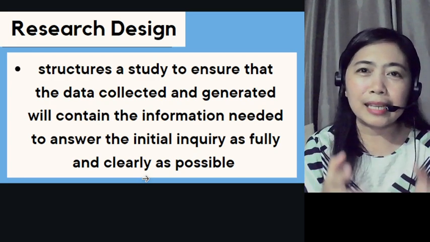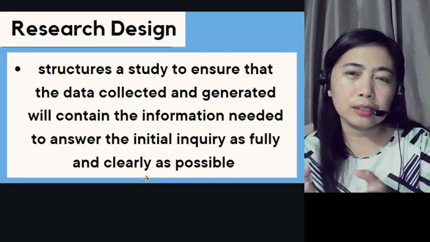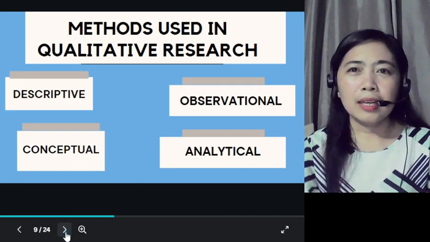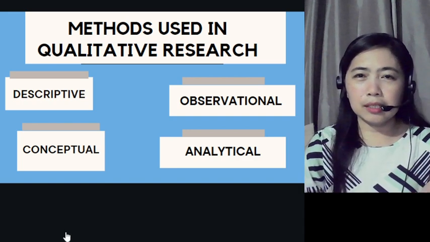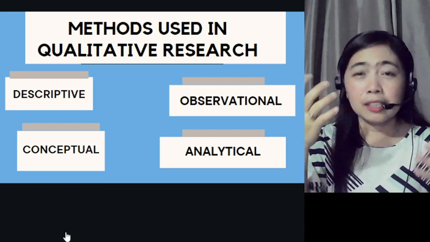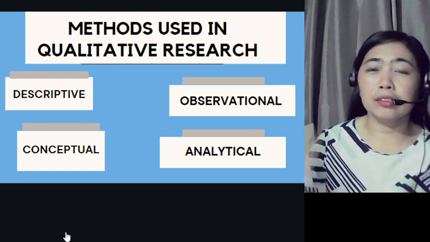You have to know or answer the questions in detail. Okay, detalye nimo nganong mao na imong gigamit. Okay, so here in writing our methodology for the qualitative research, these are the methods we have to consider.